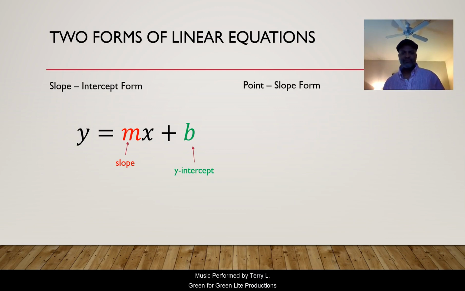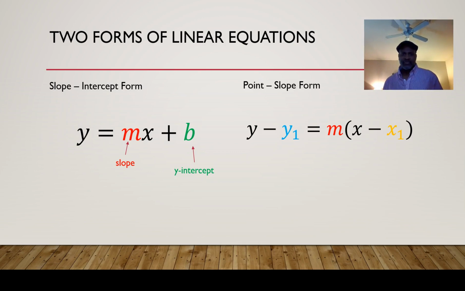Then you have the point slope form. It looks like this: y minus the y value of a point that's on the line equals the slope times x minus the x value of a point that's on the line.